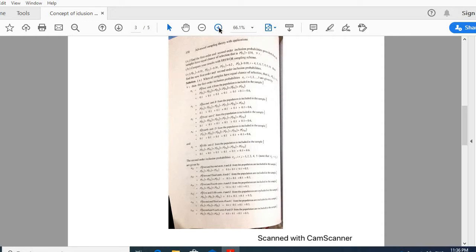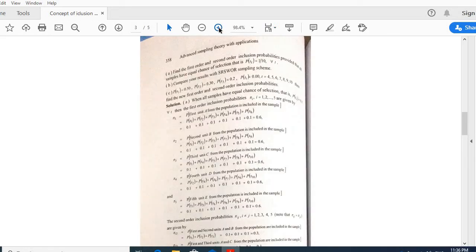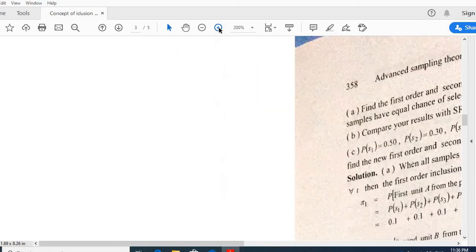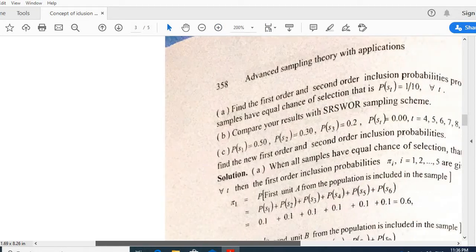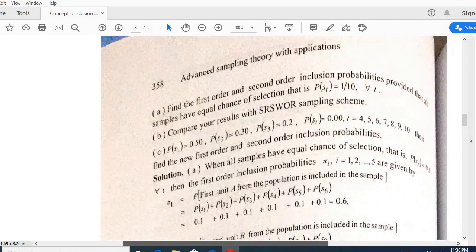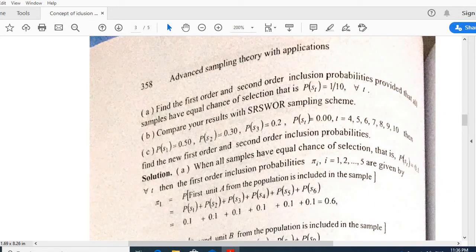Let me increase the size of this text so that it can easily be readable. Now, the solution of this example. Now, the questions, part of the questions included in this example.